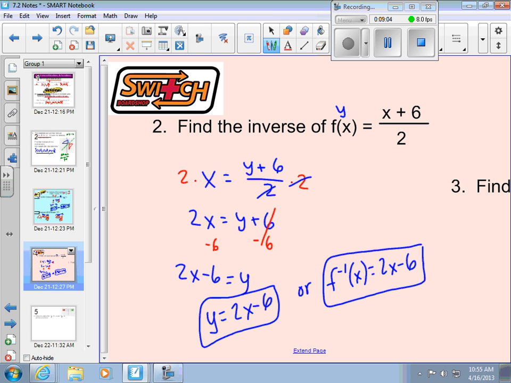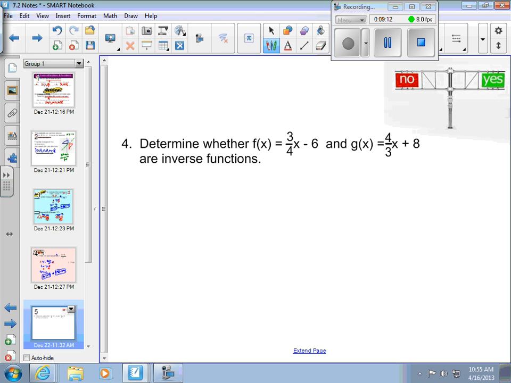I want you to try number 3 for tomorrow. See if you can find the inverse of that one, and we'll check and see what you got tomorrow. Let's move on to number 4. On number 4, they want us to determine whether these two functions are inverses or not. One way you can check to see if they are inverses is to use composition.